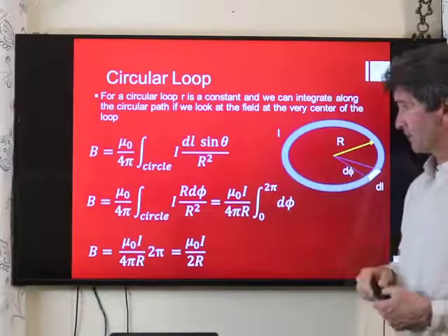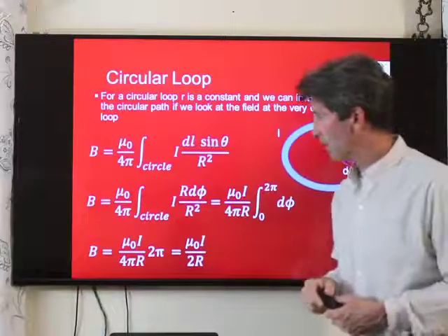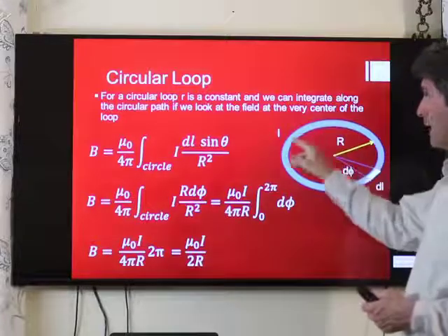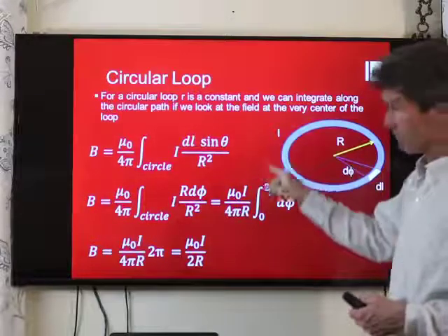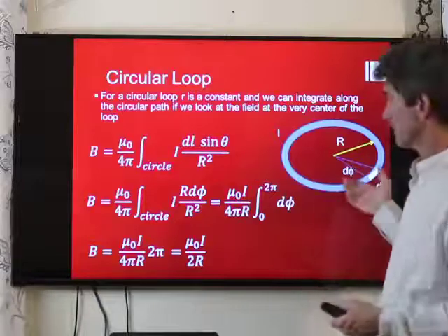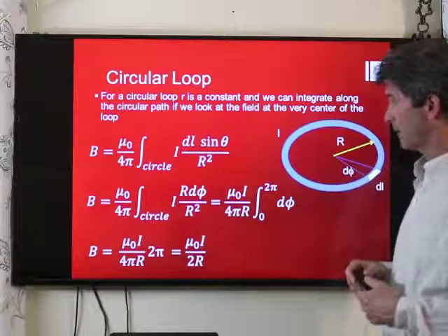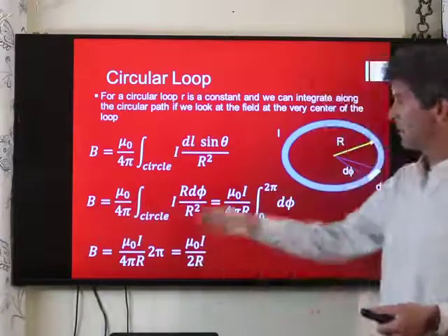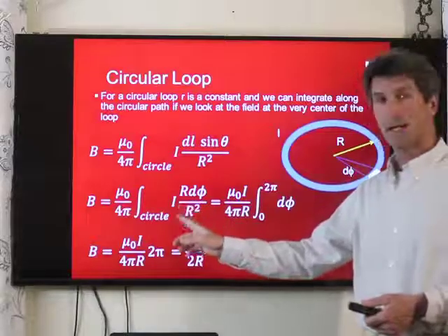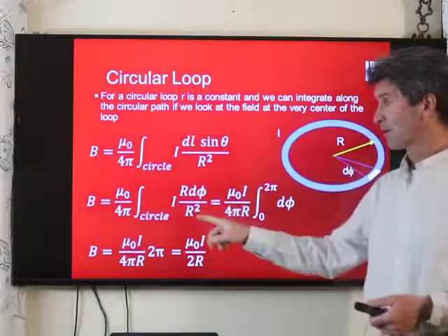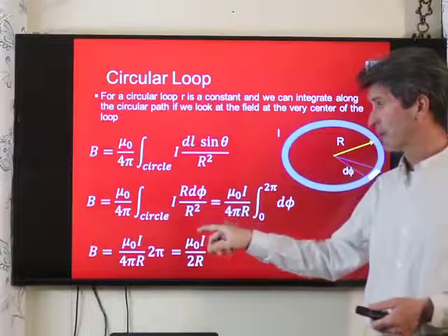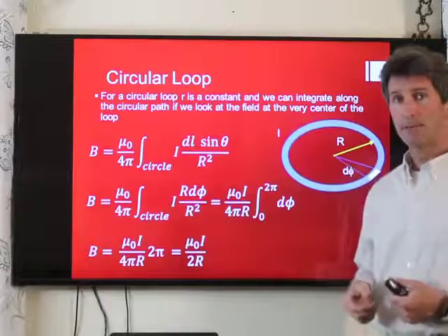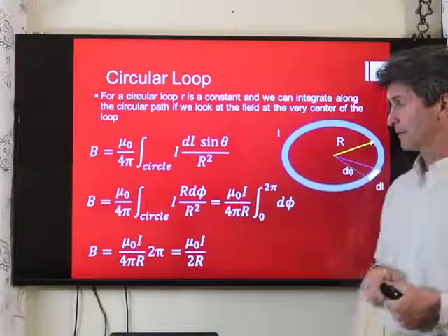So this sine term can go away, all right? And we're going to integrate these little parts of dl all the way around, from 0 to 2 pi, and calculate the magnetic field that way. So we have B is equal to mu 0 over 4 pi. We're integrating. I is a constant that can go outside. R over r squared becomes 1 over r, so that can go outside. And all we're left with is d phi, which we're going to integrate from 0 to 2 pi. Very, very simple.